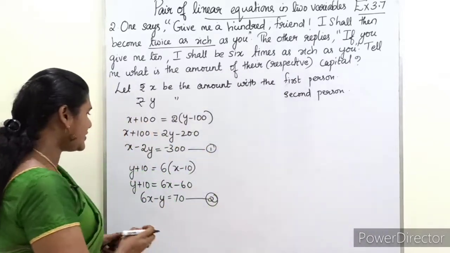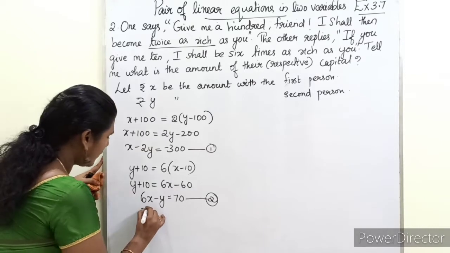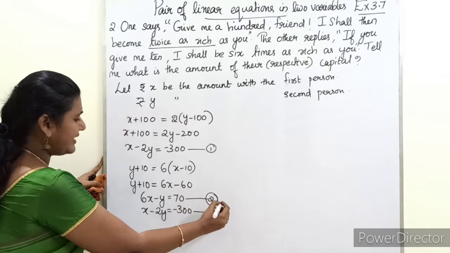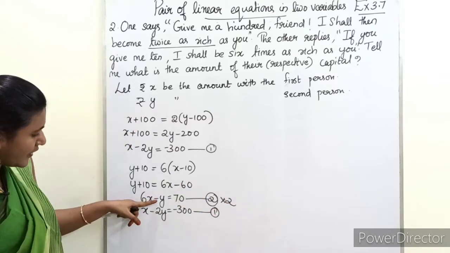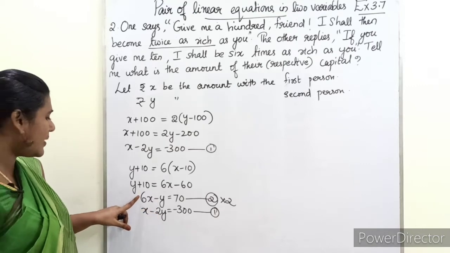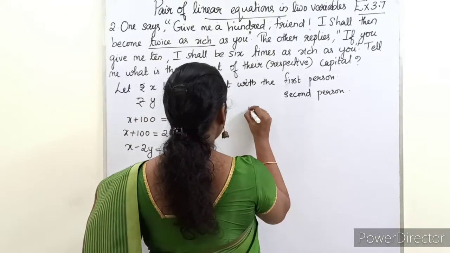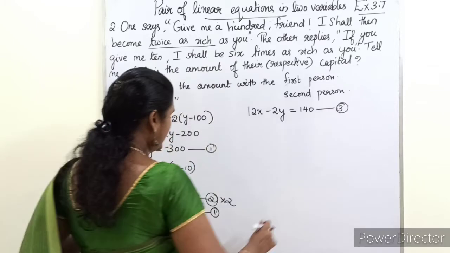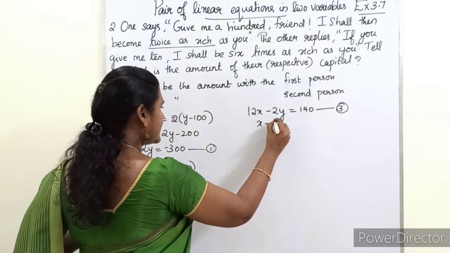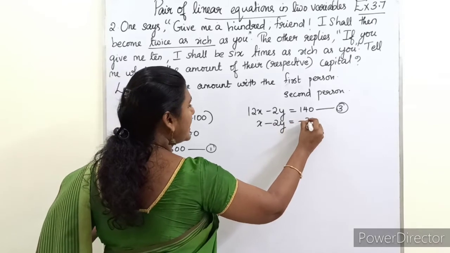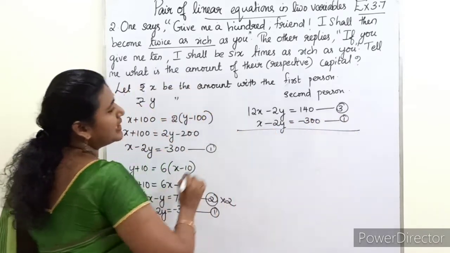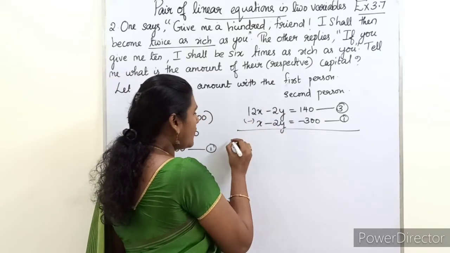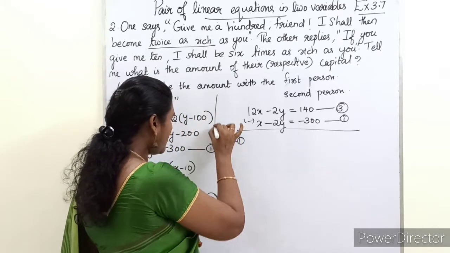Before doing the elimination method, we have to make the coefficient of any one variable the same. So what I am going to do is multiply the second equation by 2 so that the coefficient of y will become the same. That is 12x minus 2y is equal to 140. So this is the new equation. Then the first equation as it is, I can write x minus 2y is equal to minus 300. Now you see here the coefficient of y has the same sign. So I am going to subtract these two equations.